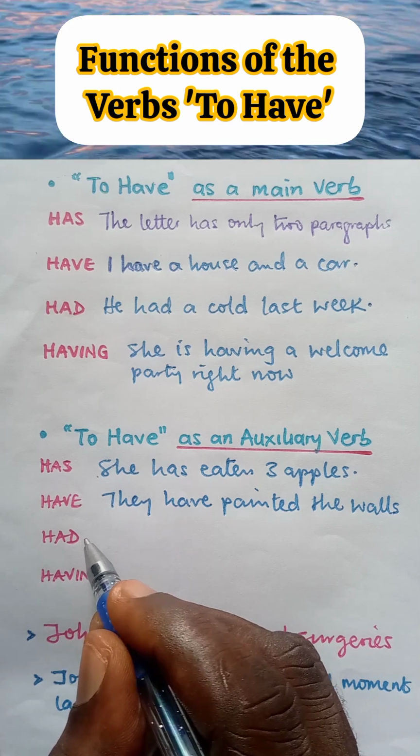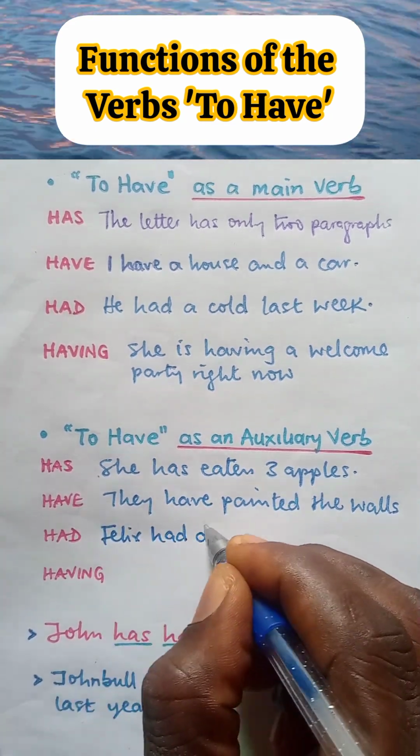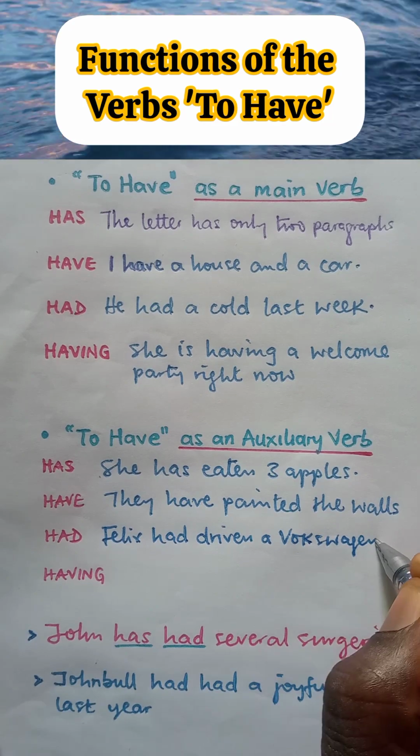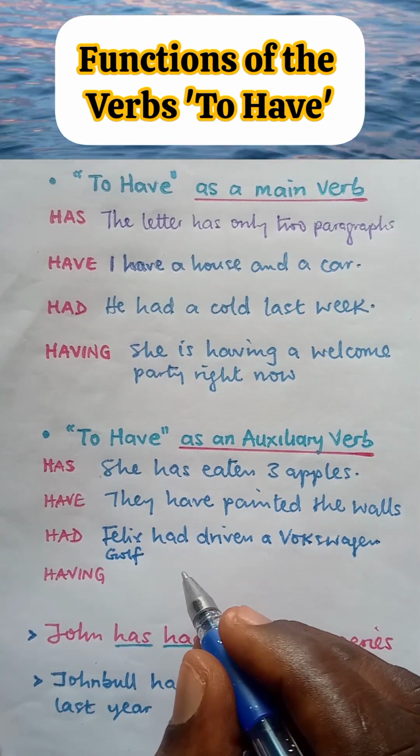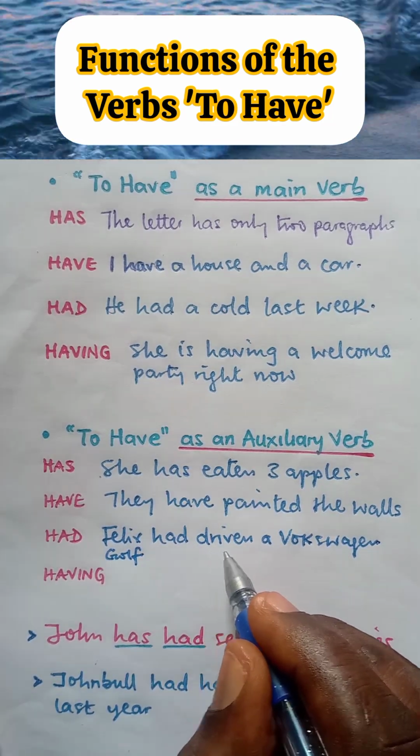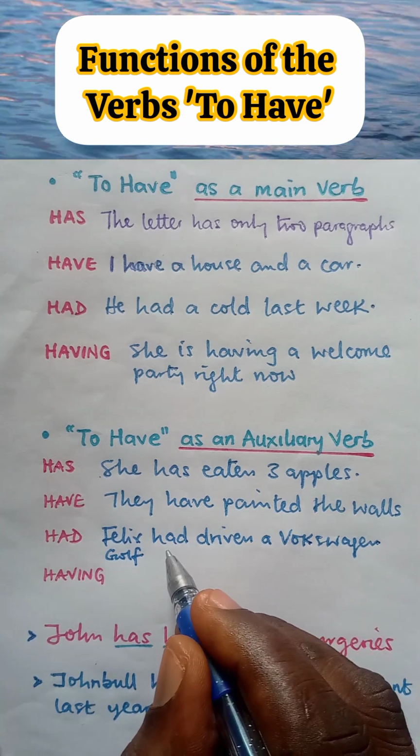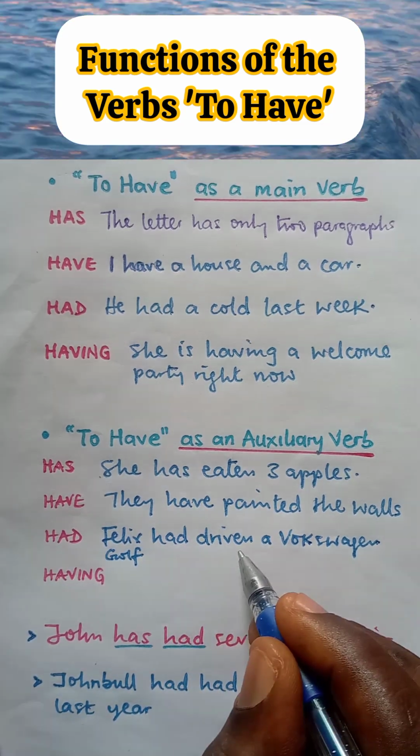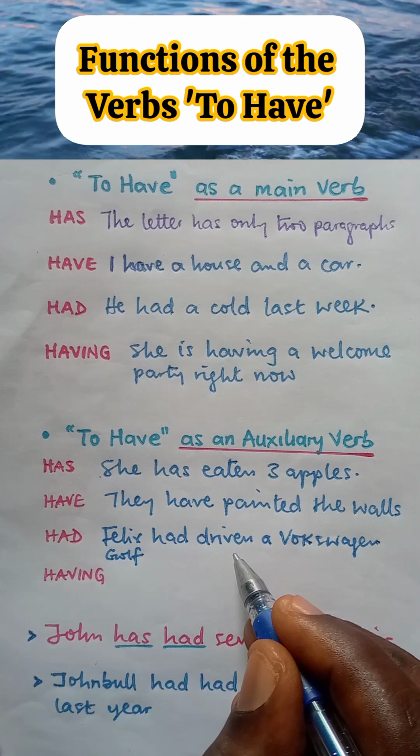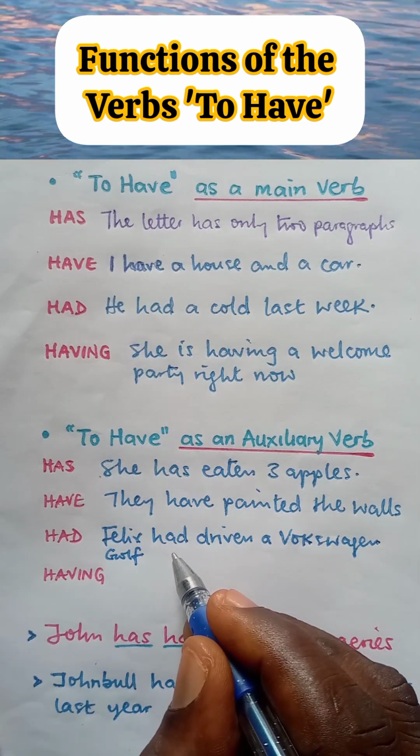Had as an auxiliary verb. Felix had driven a Volkswagen Golf. In this sentence, the main verb is driven. Had is functioning as an auxiliary verb, assisting driven to form its past perfect tense.